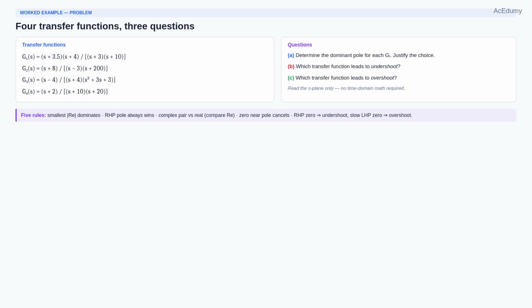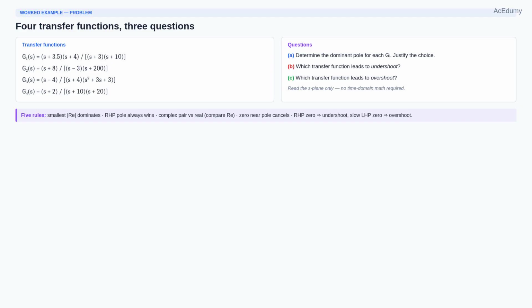Here is the problem. We are given four transfer functions. g1 of s equals (s plus 3.5) times (s plus 4) divided by (s plus 3) times (s plus 10). g2 of s equals (s plus 8) divided by (s minus 3) times (s plus 200). g3 of s equals (s minus 4) divided by (s plus 4) times the quadratic (s squared plus 3s plus 3). g4 of s equals (s plus 2) divided by (s plus 10) times (s plus 20).